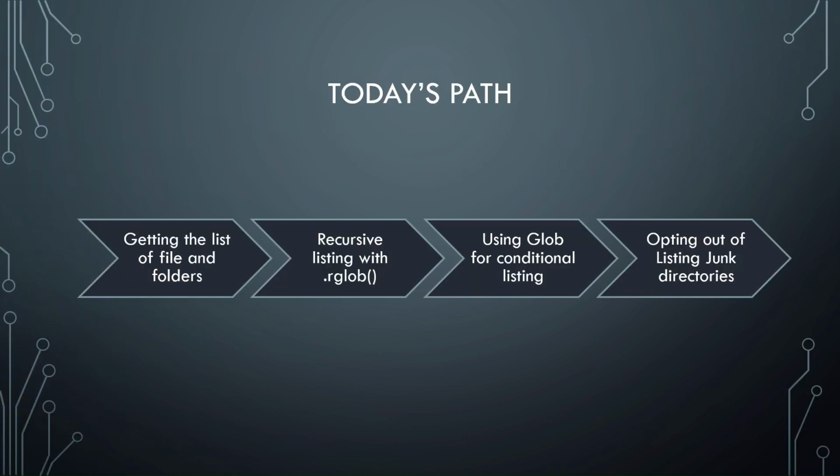So today the path we'll be following is how to get the list of files and folders, some recursive methods. We will use the method of rglob, then using glob with conditional listing, and after that we'll do one of the most important tasks, which is opting out of listing junk directories.